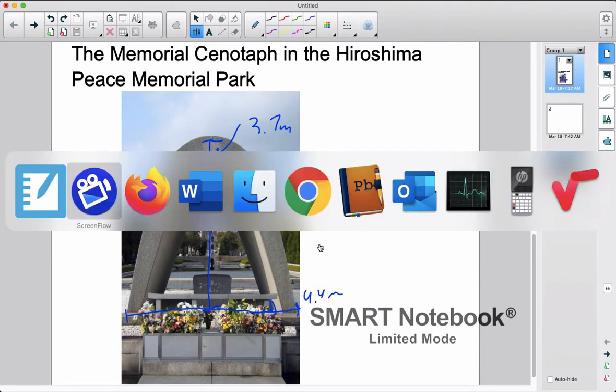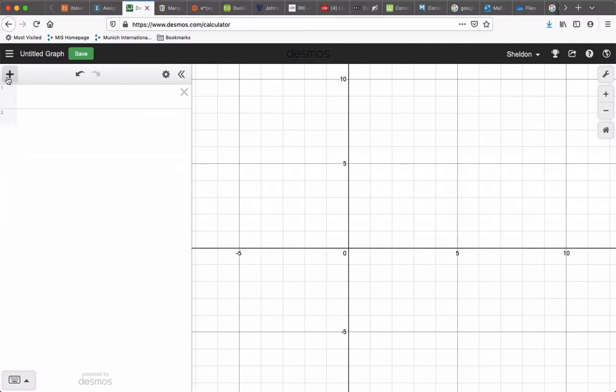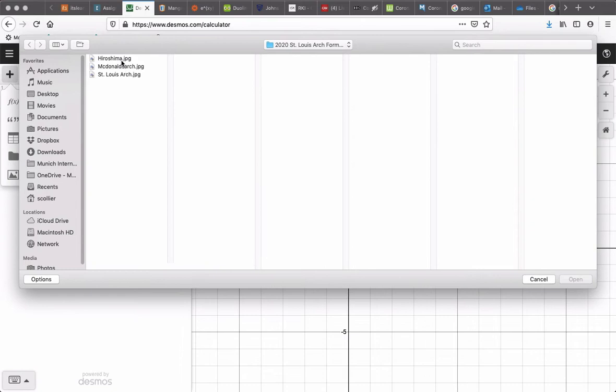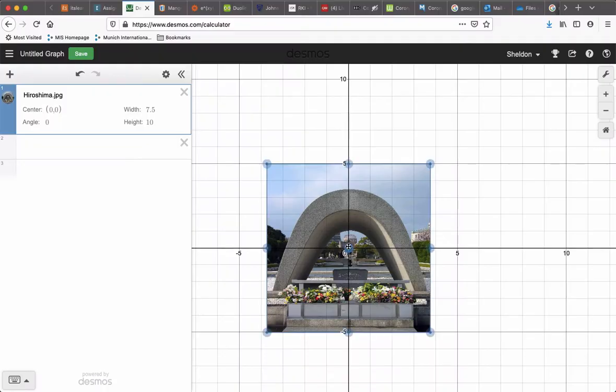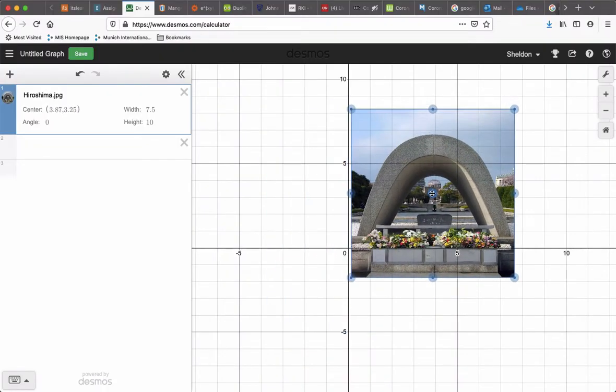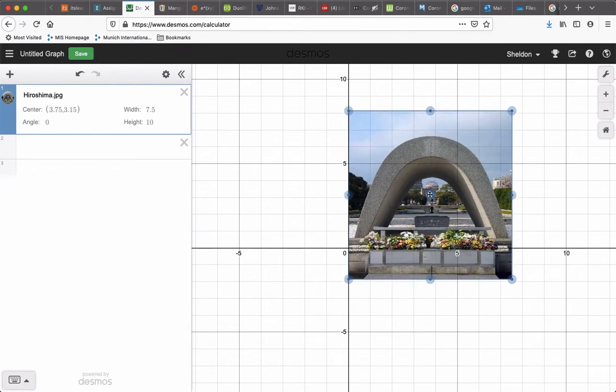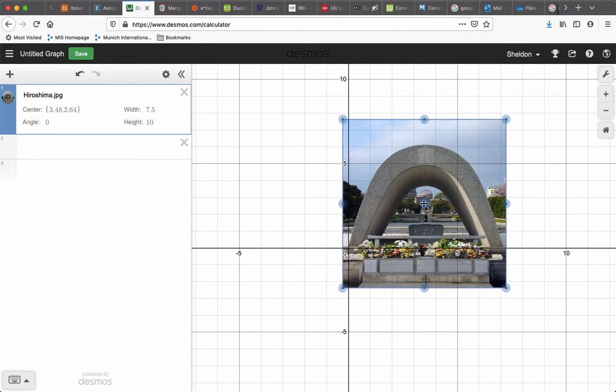So we're going to model this in Desmos, and in Desmos you can click here, upload image, and here we go. Here's the Hiroshima Memorial, and let's wait for that to upload. So I'm going to move this over here. Make sure you move it and not stretch it because you don't want to mess up the proportions.